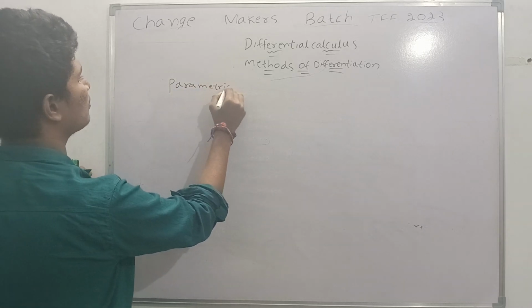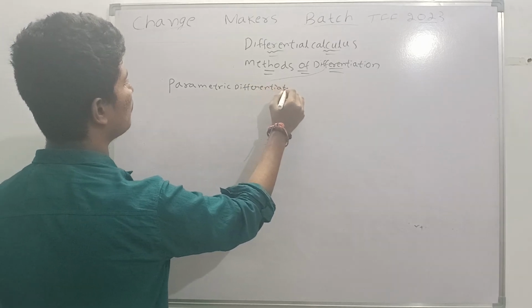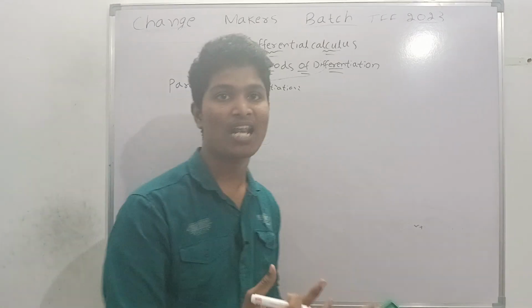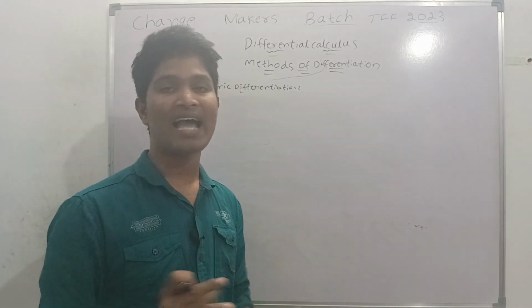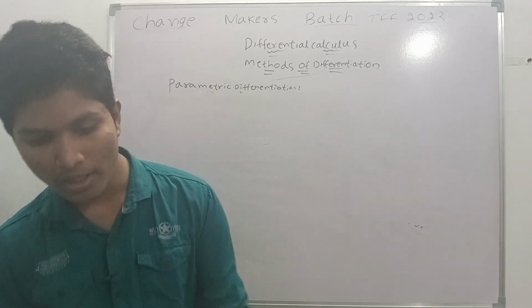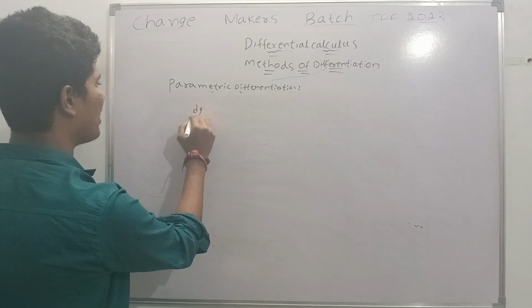Parametric differentiation. Parametric differentiation is nothing but there will be a parameter, which is different from normal differentiation. So we have to implement something in order to do the differentiation. Here, suppose dy by dx.